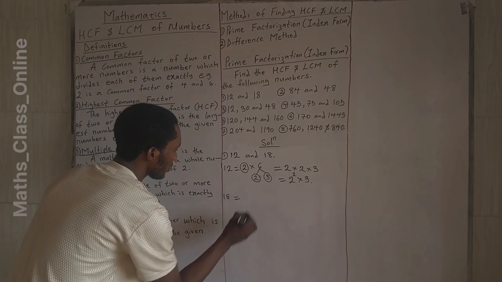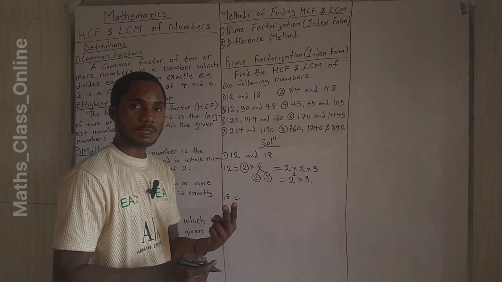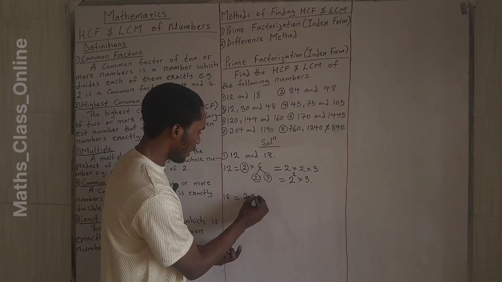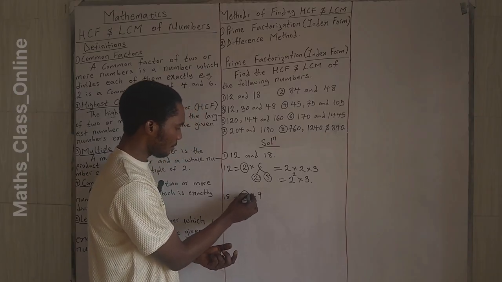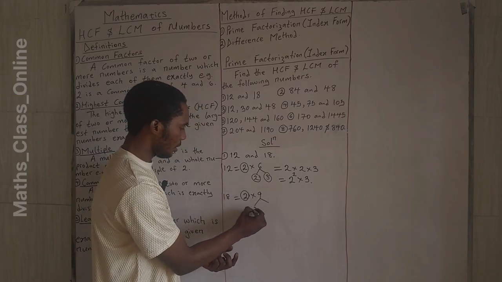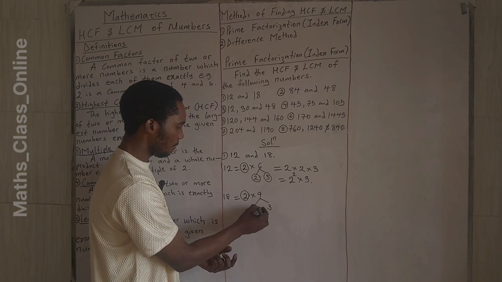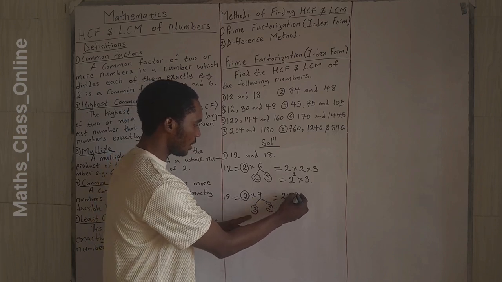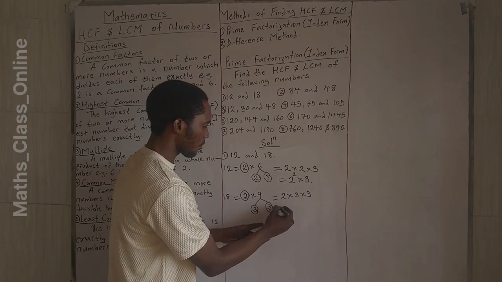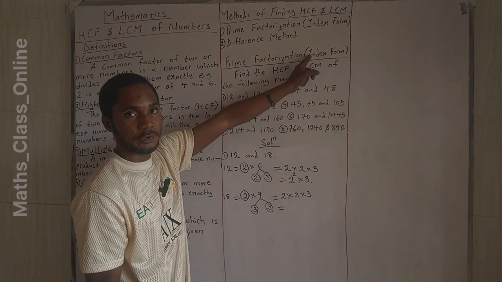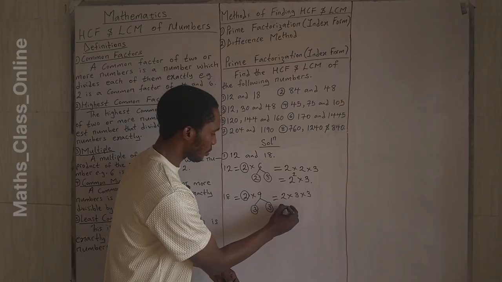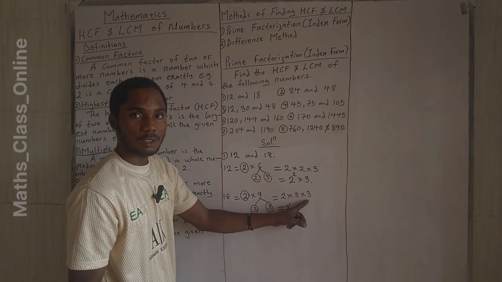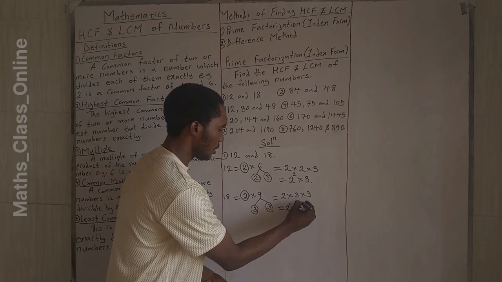And 18: two numbers you will multiply together that will give us 18. That is 2 times 9. 2 is prime. 9 is 3 times 3. 3 is also prime. This is equal to 2 times 3 times 3. In index form, how many 2s do we have here? Just 1. How many 3s do we have here? 2. That is 3 raised to the power of 2.